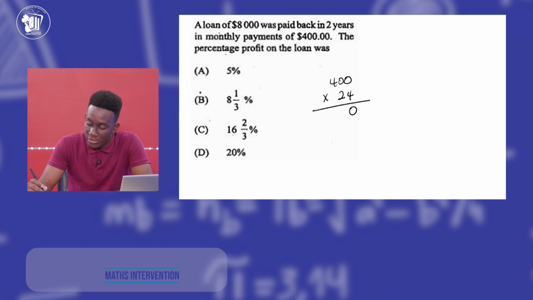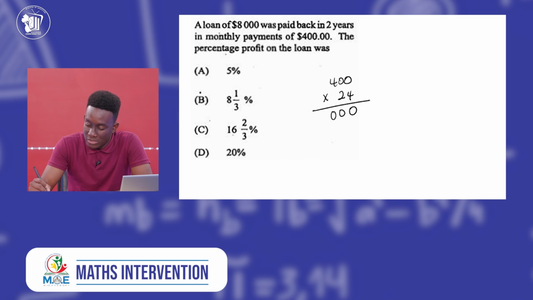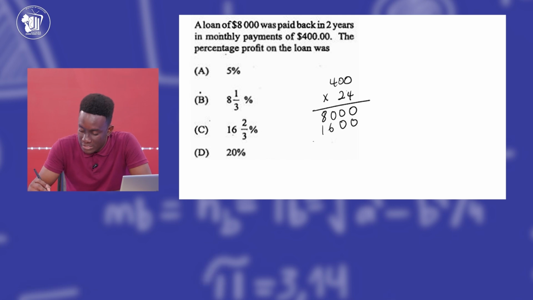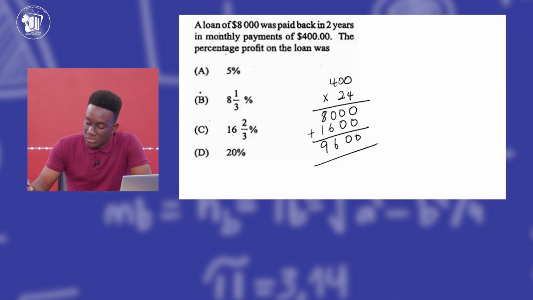So we can put a 0 there. 2 times 0 is 0, 2 times 0 is 0, 2 times 4 is 8, 4 times 0 is 0, 4 times 0 is 0, 4 times 4 is 16. So we see at the end of 2 years, 0 plus 6 is 6, 1 plus 8 is 9. So at the end of 2 years, they paid back a total of $9,600.